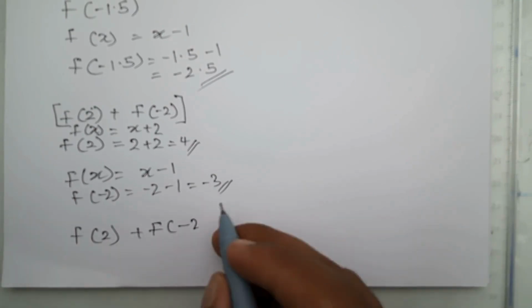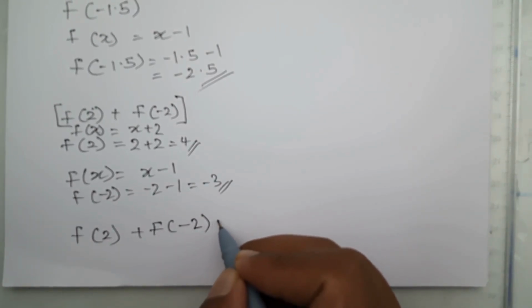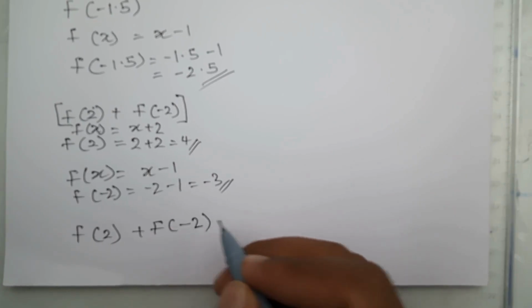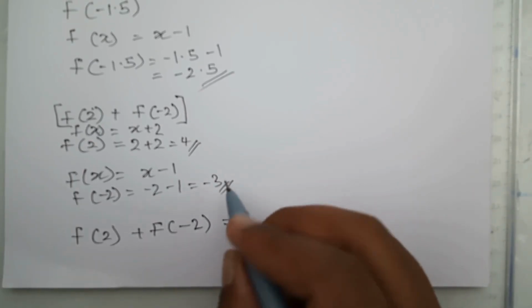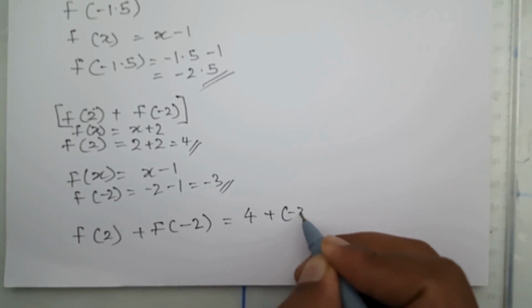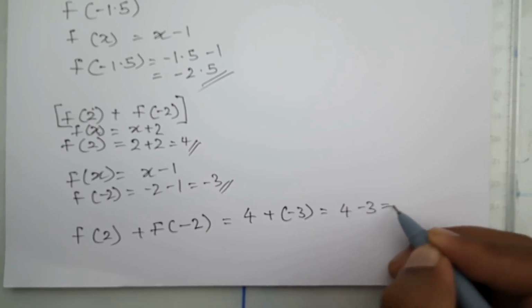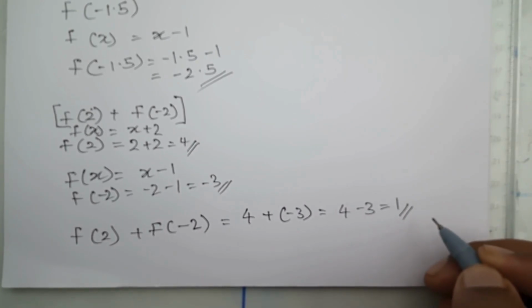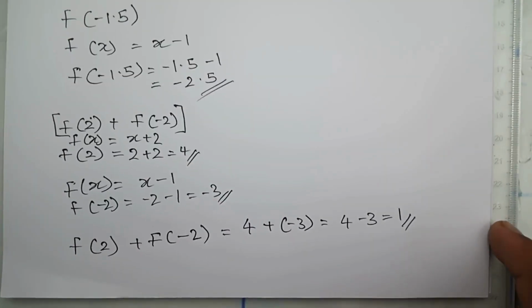Now f of 2 and f of minus 2. Okay, now for here the answer is 4 plus minus 3. So the answer will be 4 minus 3, that is 1. 1 is the answer. Now we should do the fifth one.